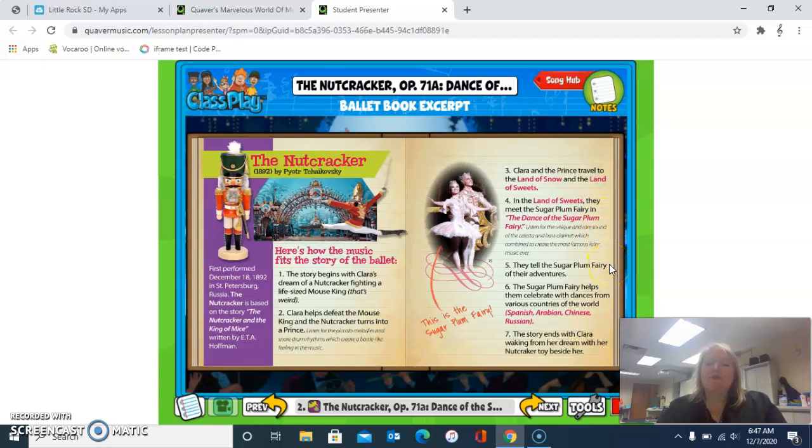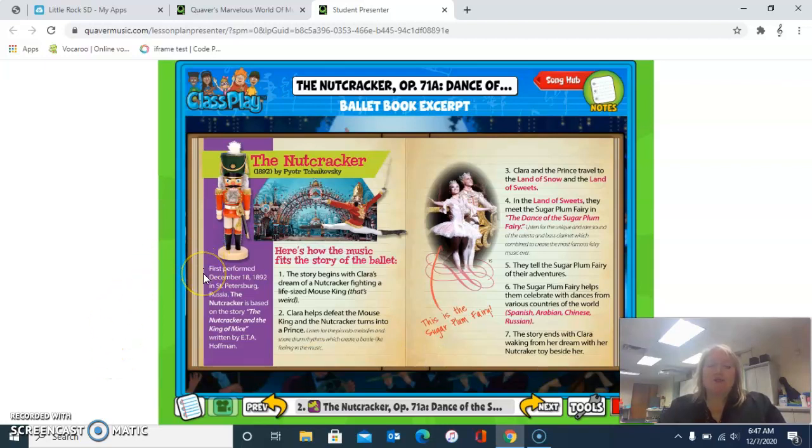They tell the Sugar Plum Fairy of their adventures. The Sugar Plum Fairy helps them celebrate with dances from various countries of the world. Spanish, Arabian, Chinese, Russian, and of course the one we're looking at today is the Chinese dance. And we'll learn more about that in just a moment. But it says the story ends with Clara waking from her dream with her Nutcracker toy beside her.